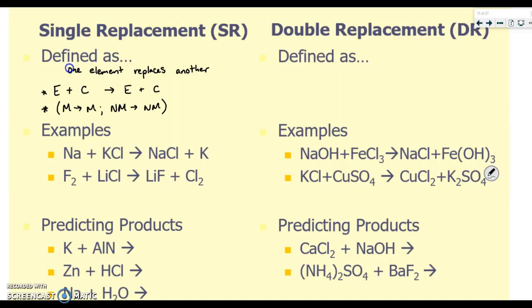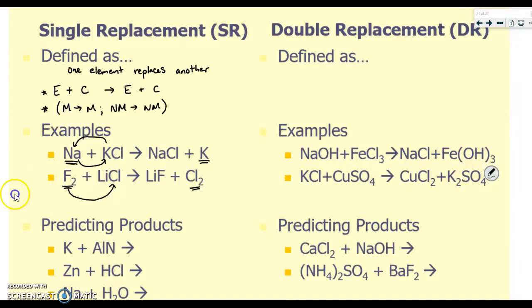As you can see in the examples, sodium is single and all alone. It's a metal. It swoops in and replaces the potassium. And now on the other side of the reaction, potassium is by itself. In the second example, F, which is a non-metal, swoops in and replaces the non-metal and leaves Cl alone. You'll see that the F and the Cl have a 2 because they are diatomic when they're alone.